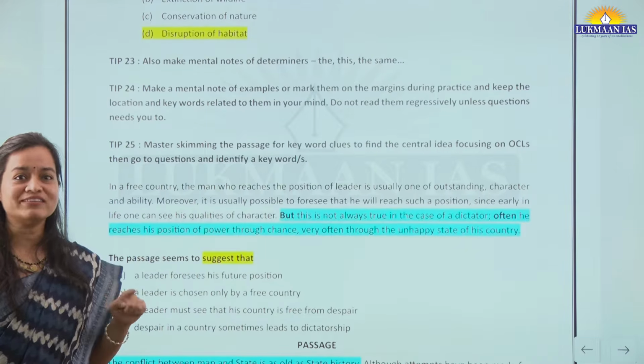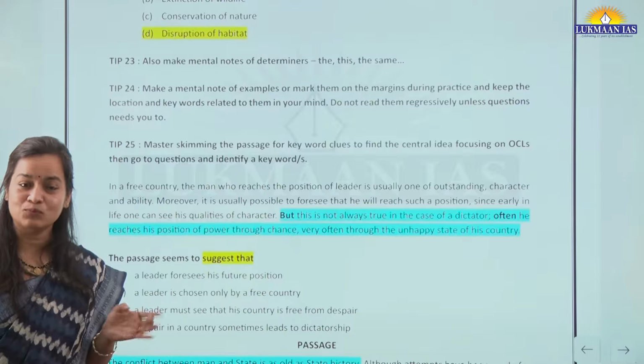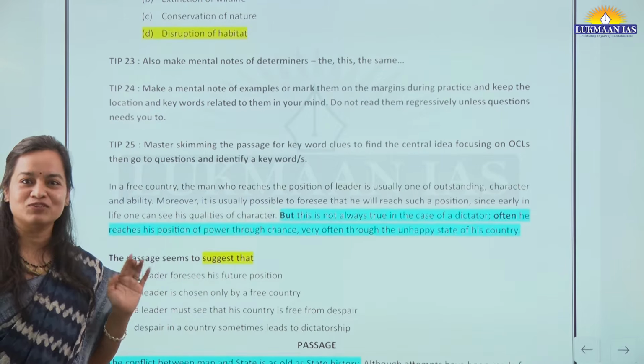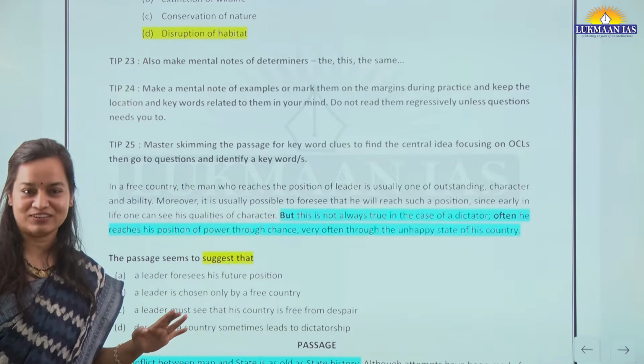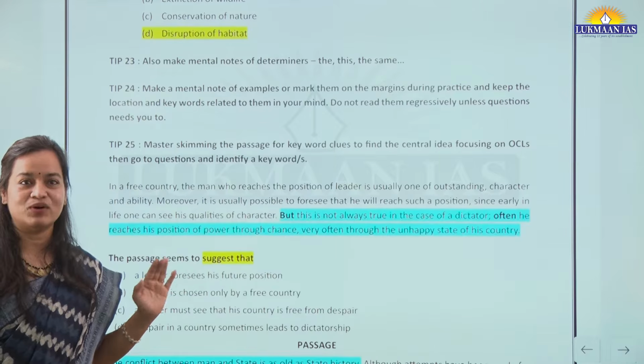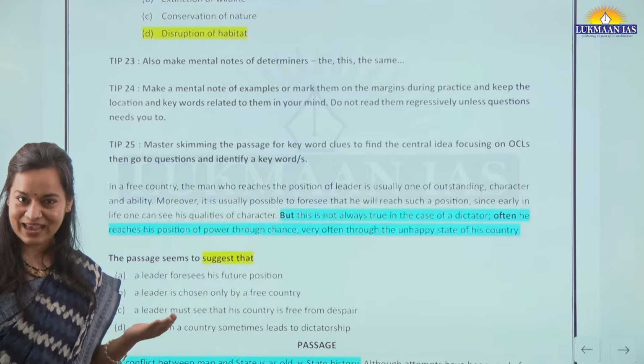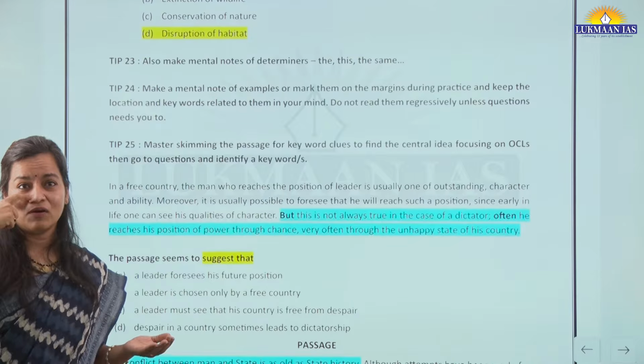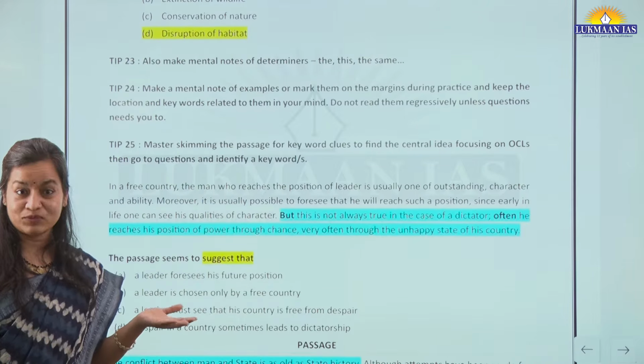Second line, moreover, it's usually possible to foresee. Poot ke paav palne mein hi dikh jate hain. Moreover, it's usually possible to foresee that he'll reach such a position since early in life one can see his qualities of character. 2 lines in the favor of who can become a leader.